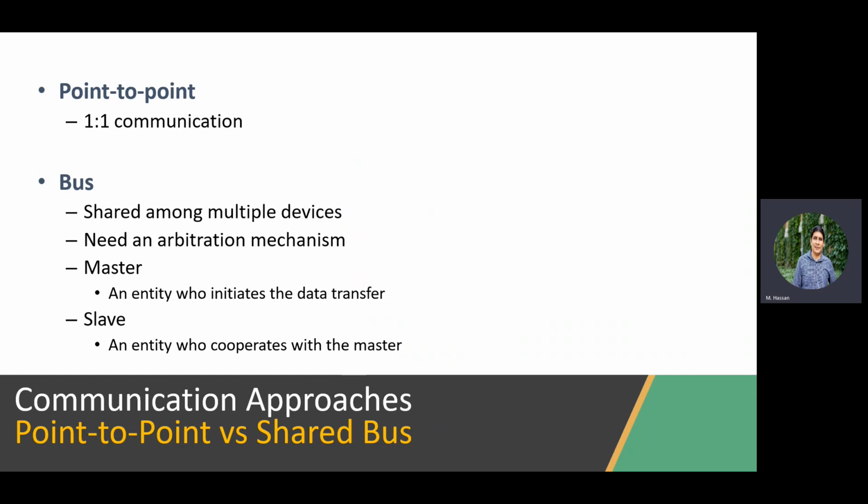Good. So this is why, in most of the current approaches or current SoCs, shared buses are the common one. I give you the example of AXI or TileLink. Those are shared buses, right?